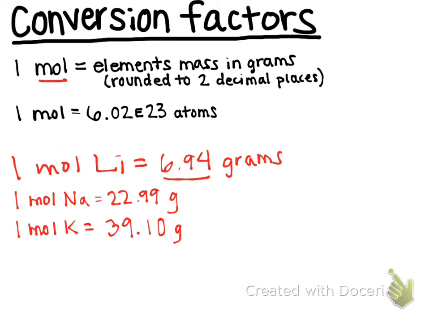Your other conversion factor is that 1 mole equals 6.02 E23 atoms. If you are trying to convert from moles to atoms, that is the conversion factor you'd use. These are the 2 conversion factors that you need to know. The first one is for converting from moles to grams. The second one is from moles to atoms.